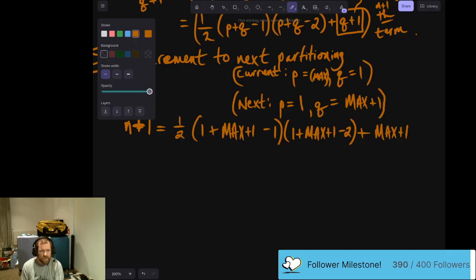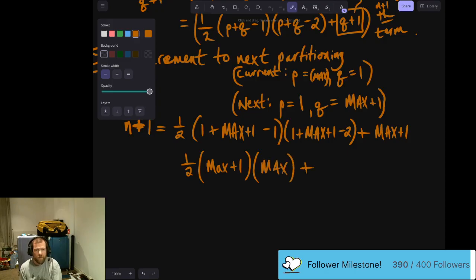Alright, so here the plus 1 and minus 1 go away. And we get 1/2 max plus 1 times 1 and 1 makes 2 minus 2 gets us max plus max plus 1. This is going to get us 2 max plus 1 times 1/2 each.